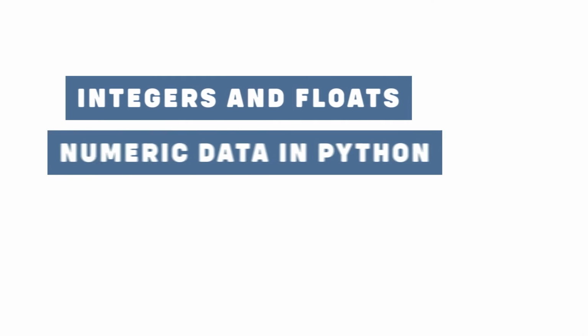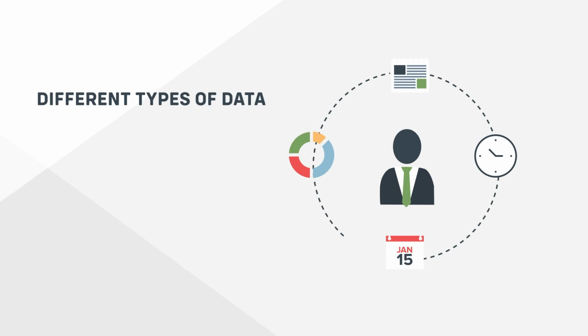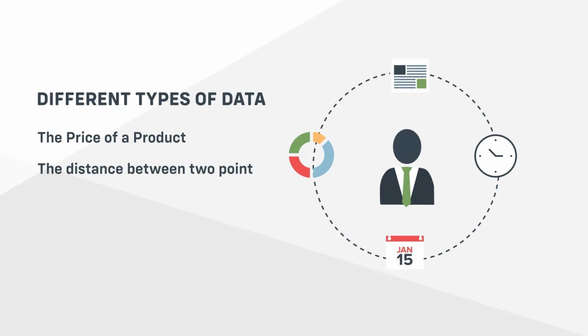Hello guys, in this video we're going to talk about integers and floats, numeric data in Python. Dealing with different types of information is one of the most important topics in any programming language because their duty is handling data. There are different types of data around us. For example, the price of a product, the distance between 2 points, the number of employees in a company. This information that I said is classified into different categories.